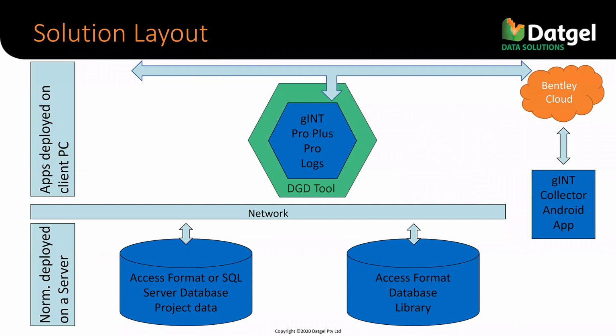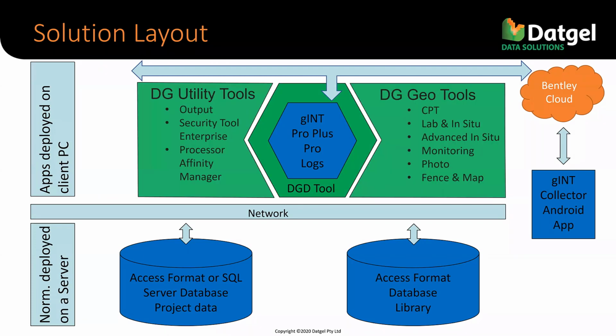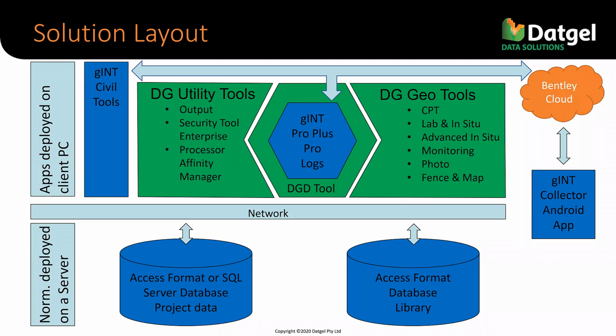So the big picture is the Datgel add-ins in green fit around the GINT product range. The CPT tool is the product we're here to talk about today. We have a number of other add-ins in the more geotechnical functionality space, and some utility tools, particularly the output tool, which is very useful with the CPT tool. The DGD tool is one of our other major products. It is related to making borehole logs and managing lab results and so on. But all of these are add-ins to GINT.